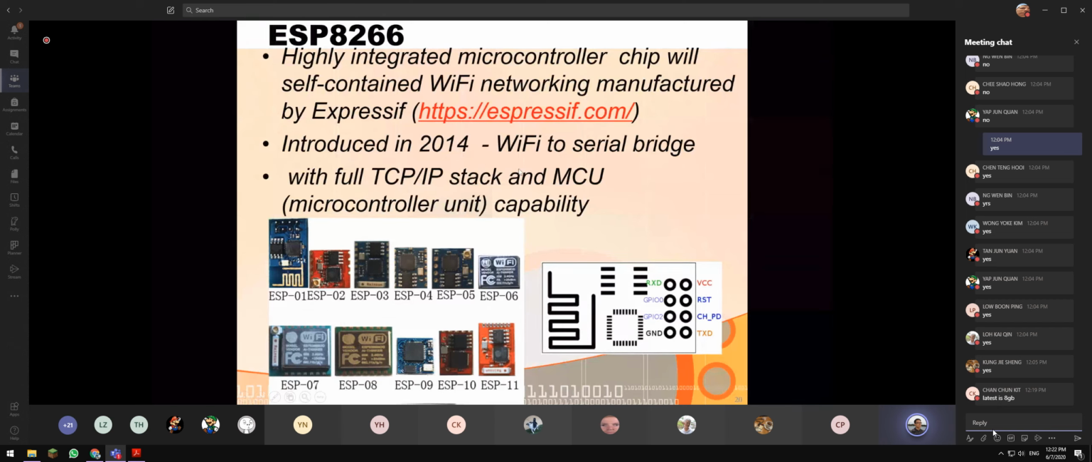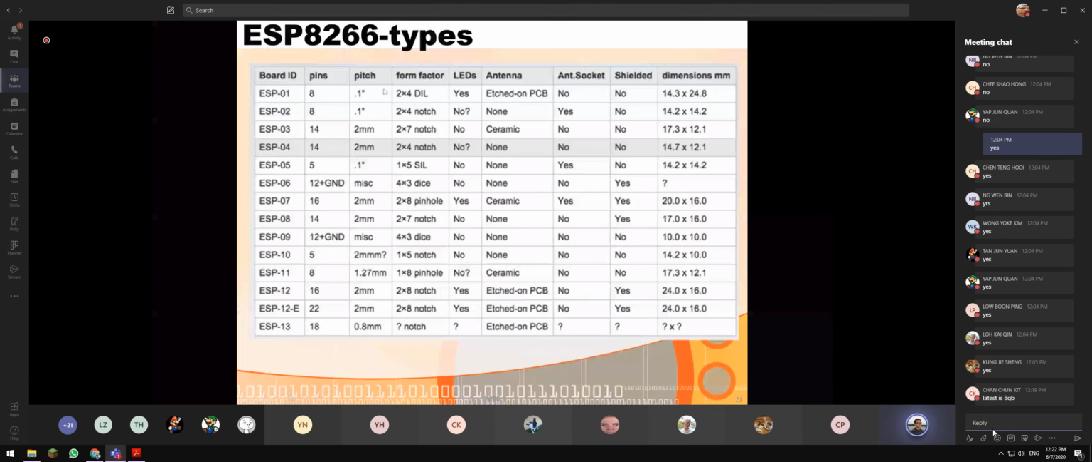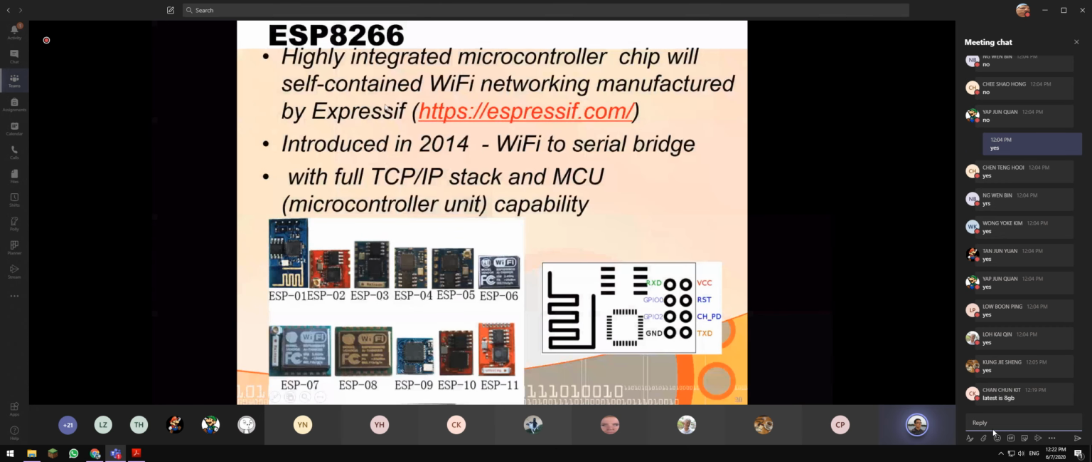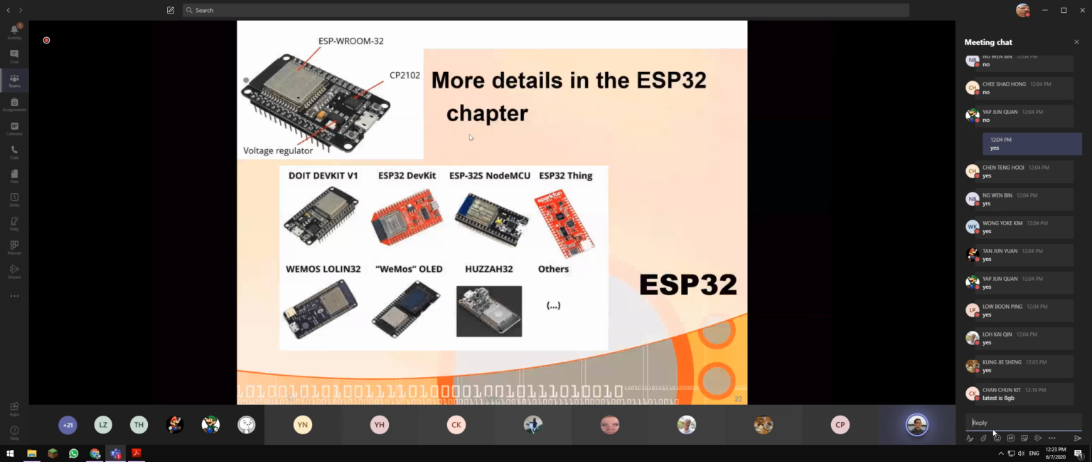Espressif became, from a small tiny company, a giant company nowadays. For information, Espressif is from China. You can hook into their website and have a look. Here are some of the features of the ESP8266. Remember, the ESP8266 was introduced in 2014. Later the ESP32 was introduced in 2016 or 2017.